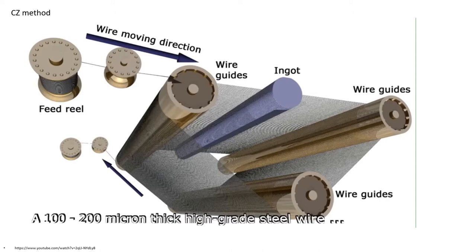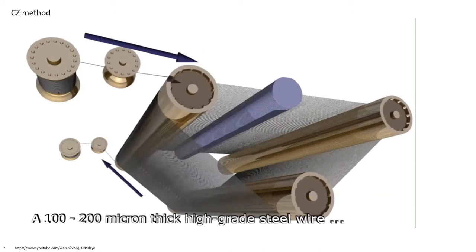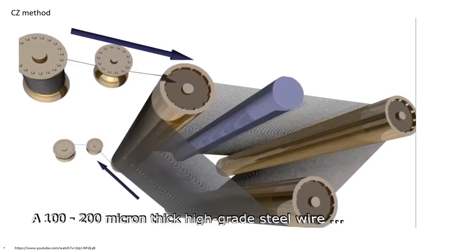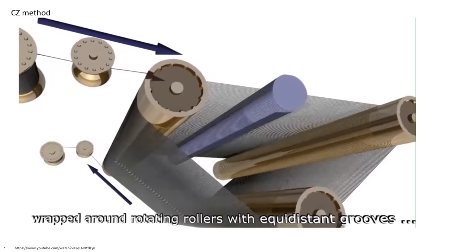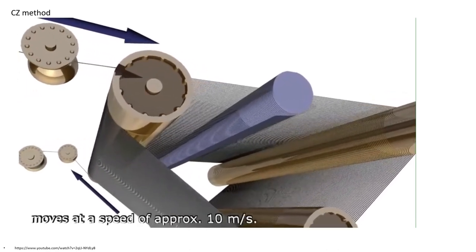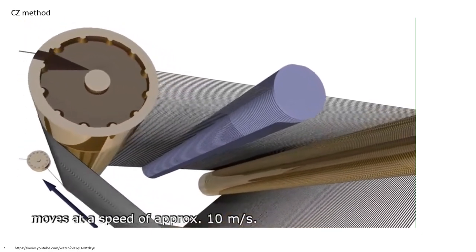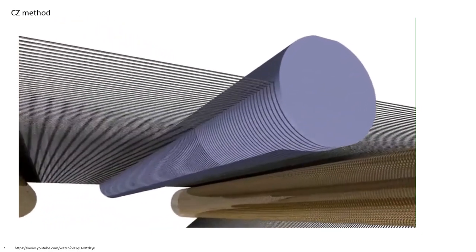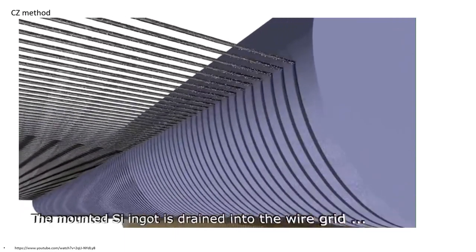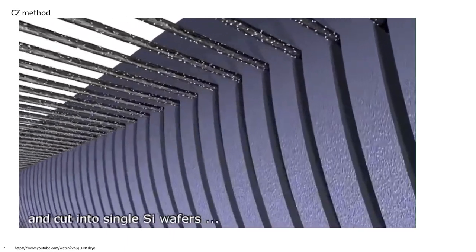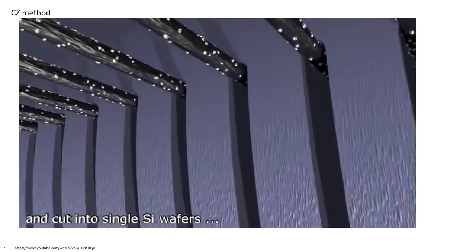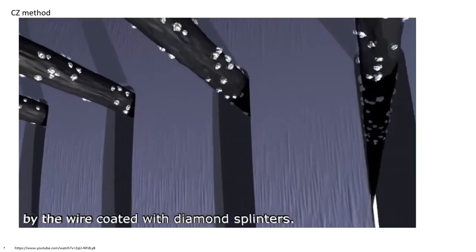The ingot is sliced using a diamond saw or rotating wires coated with diamond particles, which are strong enough to cut the silicon ingot into wafers 200 to 400 micrometers thick.